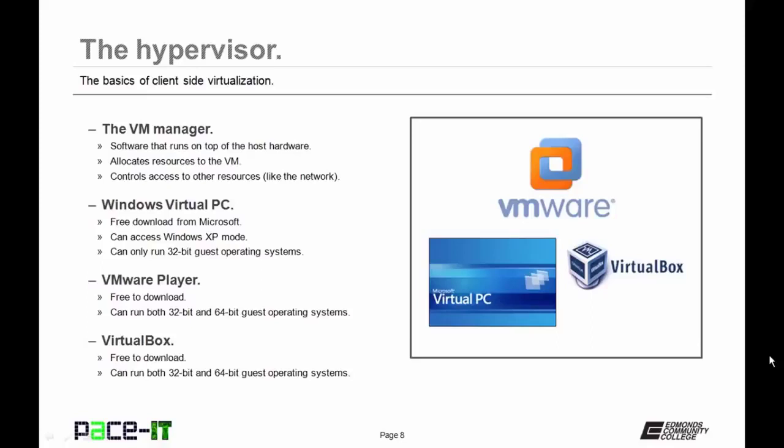Some free ones would include Windows Virtual PC. This, by the way, gives you access to Windows XP mode for your legacy applications. The only thing about Virtual PC is it can only run a 32-bit guest operating system. Another one would be VMware Player by VMware. Now this hypervisor can run both 32 and 64-bit guest operating systems. Another free hypervisor is VirtualBox by Oracle. It can also run 32-bit and 64-bit guest operating systems.